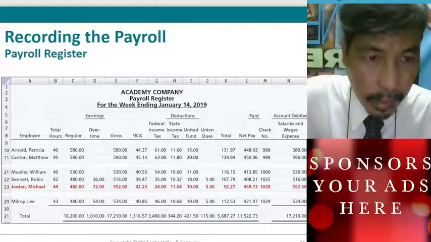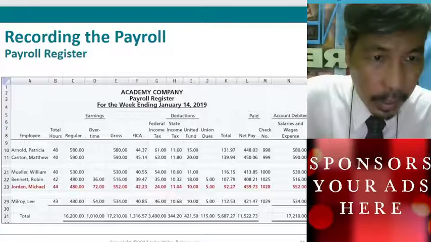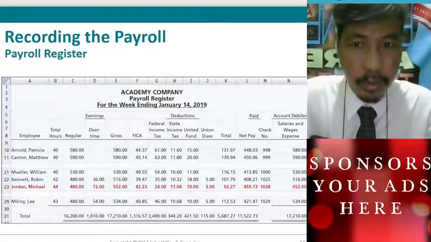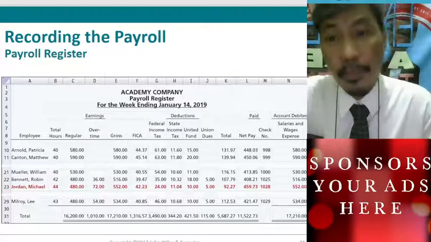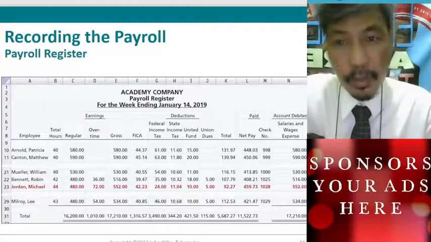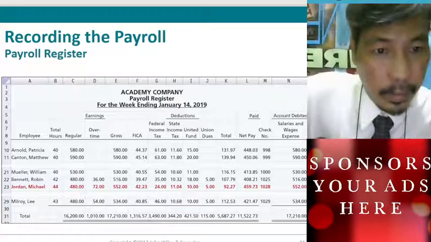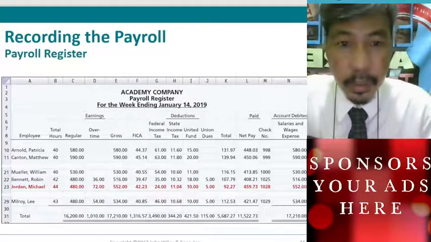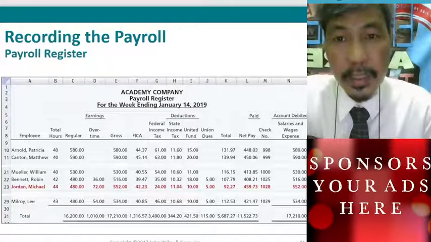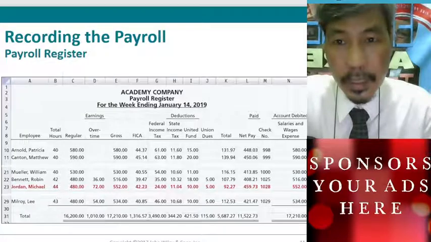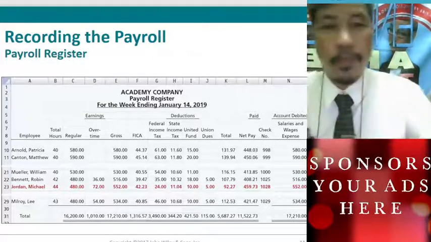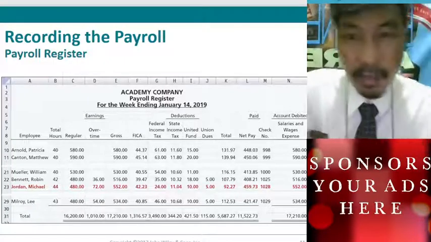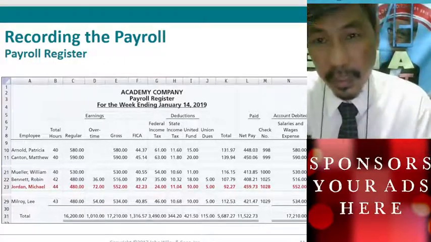So, account, you will take note. Account debited, salaries and wages expense, is for the gross. Net is for the individual because that is the amount of money they will receive. But for the company, it is the gross, because the deduction is not in the control of the company. The company will just pay the FICA. They will just collect and submit it.